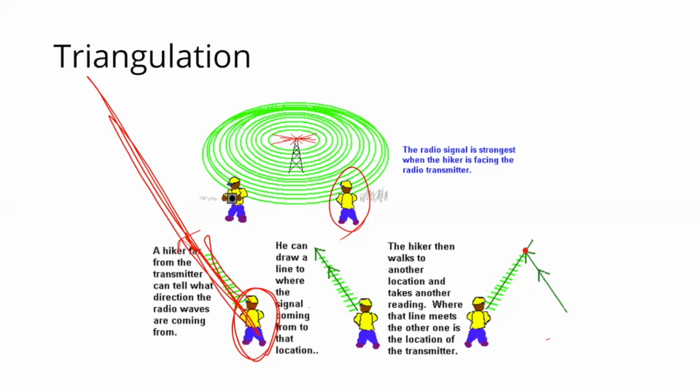Now you move to some other location and try to measure where the radio tower is. Try to find the direction to the radio tower and then draw a line on the map again. And where the two lines cross on the map is going to be the location of the radio tower, okay? That's the idea of triangulation, and that's basically what we do every day, right?